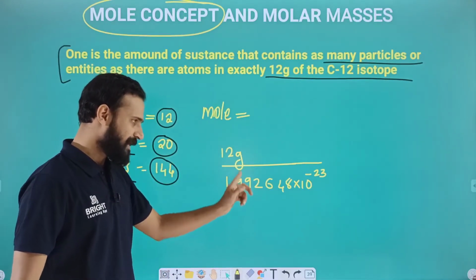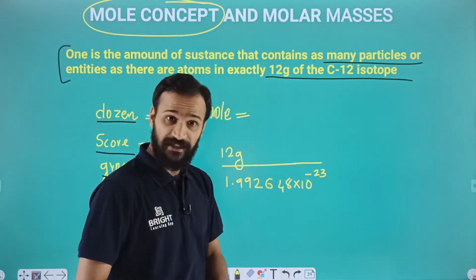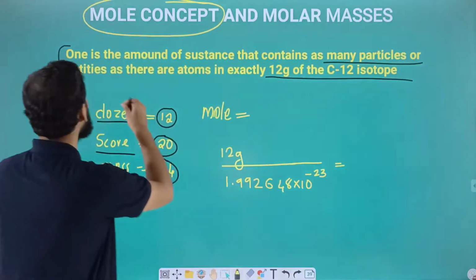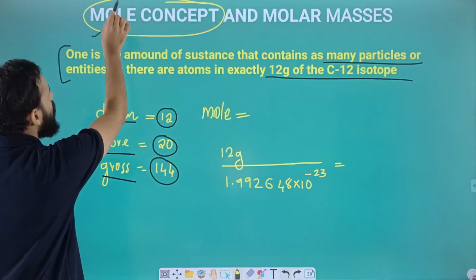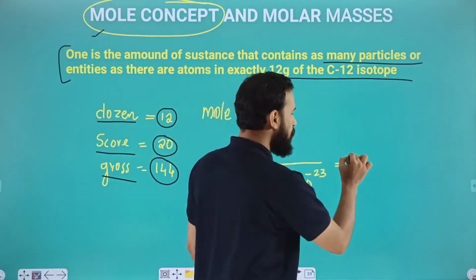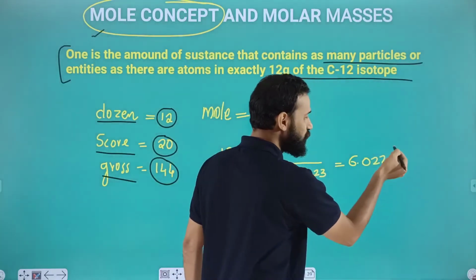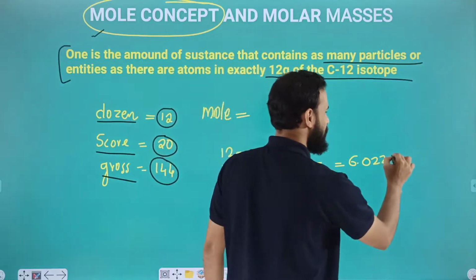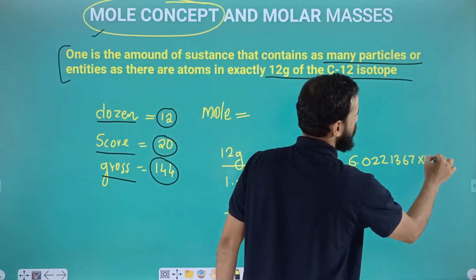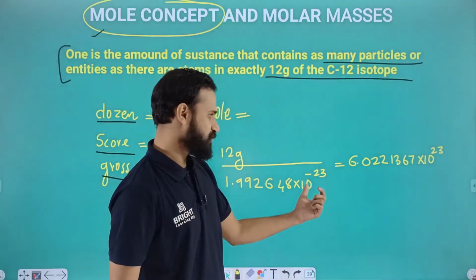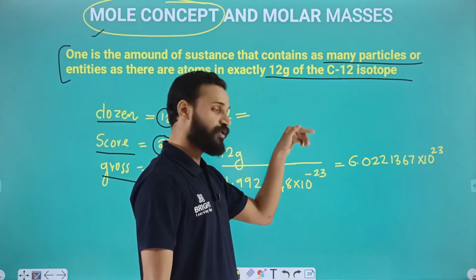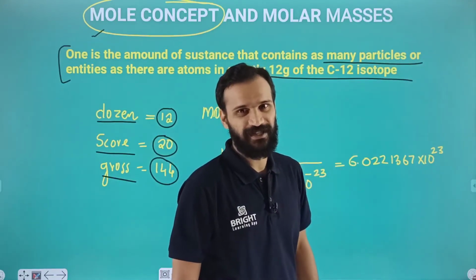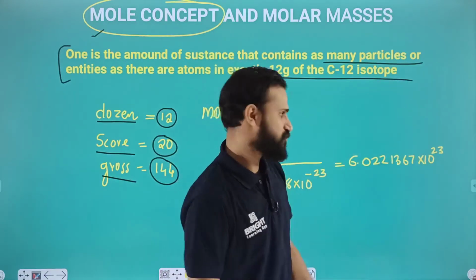That is equal to 1.992648 into 10 raised to minus 23. If you divide this, we will get the number which is equal to 1 mole, that is nothing but 6.0221367 into 10 raised to 23. Here, 10 raised to minus 23 in the denominator, when moved to the numerator, becomes plus 10 raised to 23, atoms per mole.